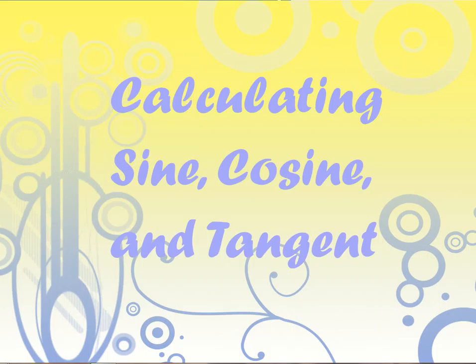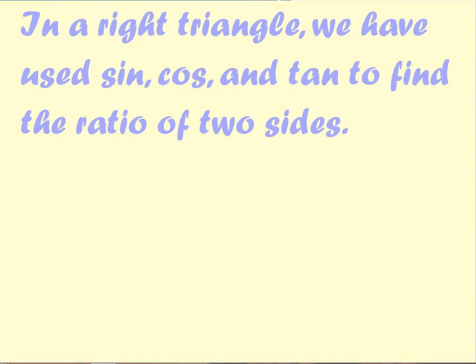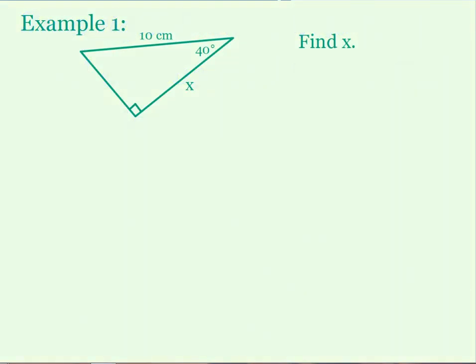Today we're talking about calculating sine, cosine, and tangent functions. In a right triangle, we've already used sine, cosine, and tangent to find the ratio of two sides. So if you don't know what sine, cosine, and tangent are, this video is not for you yet. And now we're going to use those same trig ratios to help us find the length of sides we don't know. So we're just going to jump right into our examples.